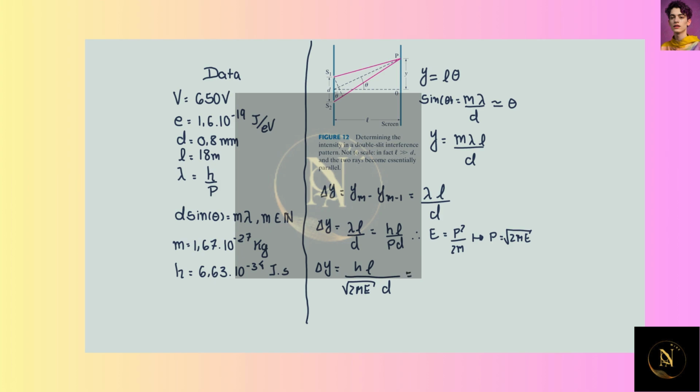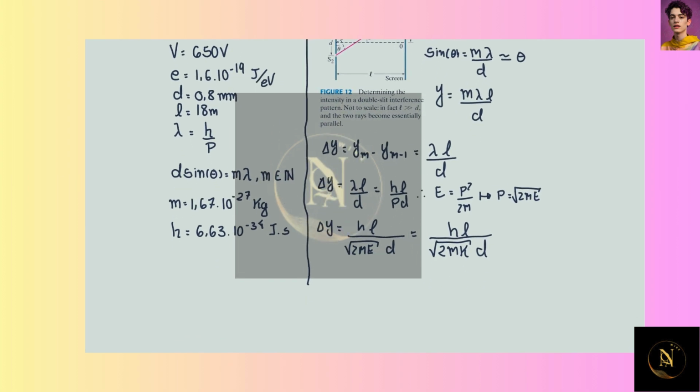So, finally, we get an expression for delta y, which is the square root of 2 times m times K, the kinetic energy, times d, all dividing h times L. Now, all we have to do is plug in the values that were given by the problem. By doing that, we get the following.